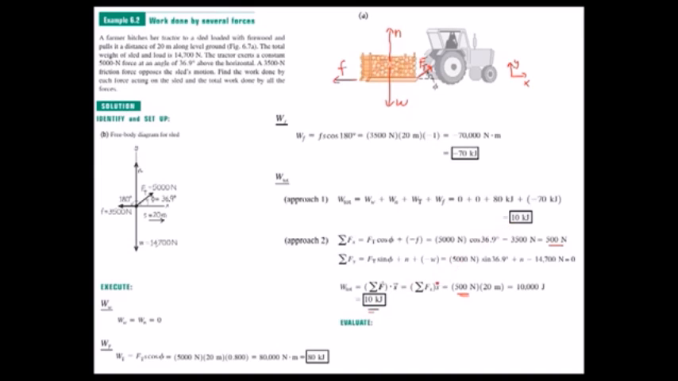Both methods give me the same number, and I note that in fact the total work done is not zero, it's positive. And when positive work is done on a system, that system gains energy from the work. In this case, the energy is going to be in the form of kinetic energy, so in fact the sled accelerates. And this ends example 6.2.